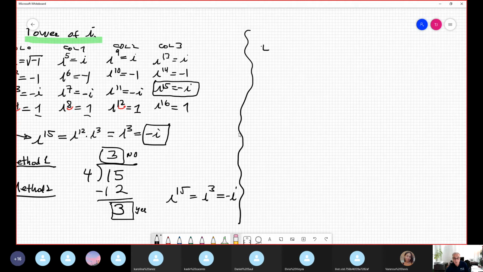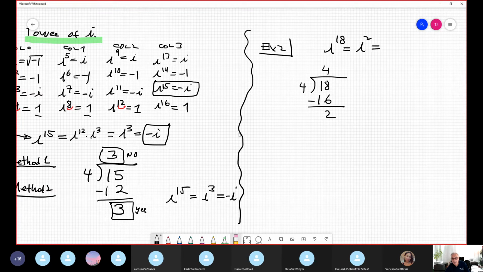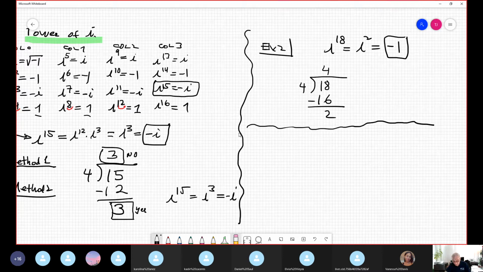Now let's move into example 2 of the power of I. Example 2 is I to the 18. Well, I prefer method 2. We divide 18 by 4. 4 times 4 is 16, and the remainder when you subtract here is 2. So I know that this is equivalent to I squared, and I know that I squared is negative 1. Final answer. Do you follow me? Everyone follow me?